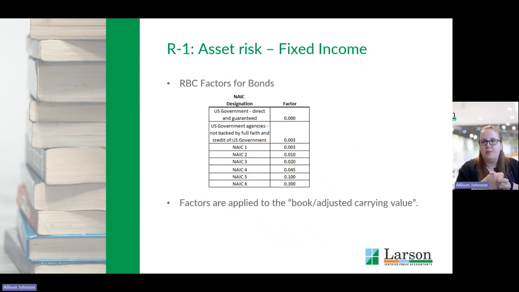So the factors for the bonds, you can see here, government bonds being the least risky have a 0% RBC factor, all the way down to NAIC 6, which has a 30% factor. And then they range in between. And just as a reminder, when you're doing this calculation, the RBC factor is applied to the book adjusted carrying value of the investment.